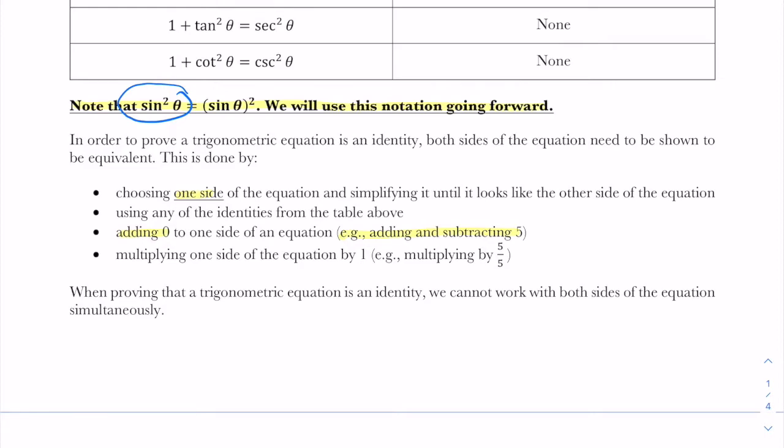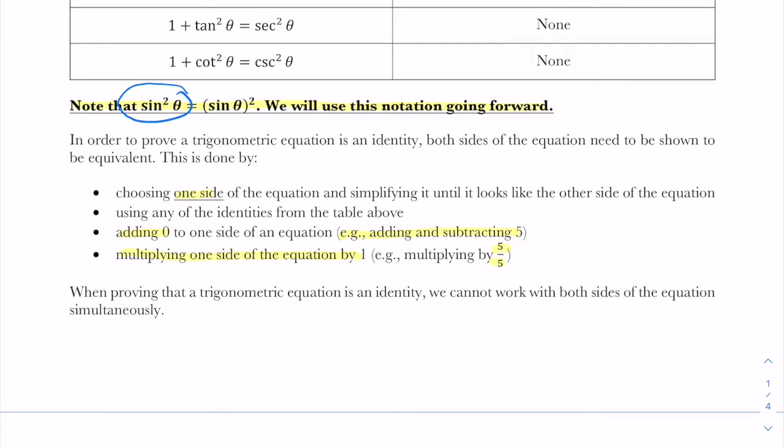And finally, another trick you can use is multiplying one side of the equation by 1. For instance, multiplying by 5 over 5. This can be done as well to help you manipulate an algebraic expression to make it look like something else. And we've done this several times as well. We actually did it back in Unit 3 when we were rationalizing a radical expression.